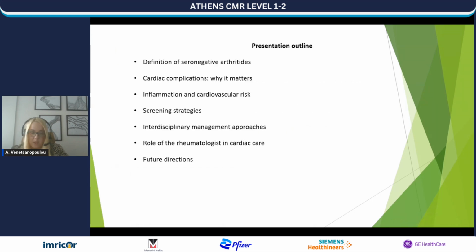So, here is the roadmap of my presentation. We will begin with a definition of seronegative arthritis, then move to cardiac complications and why they matter. We will examine how inflammation contributes to cardiovascular risk and review the immunological mechanisms linking chronic inflammation to cardiac pathology. And from there, I will highlight screening strategies and management approaches, including the critical role of the rheumatologist in cardiac care. Finally, we will touch on future directions before drawing some conclusions.